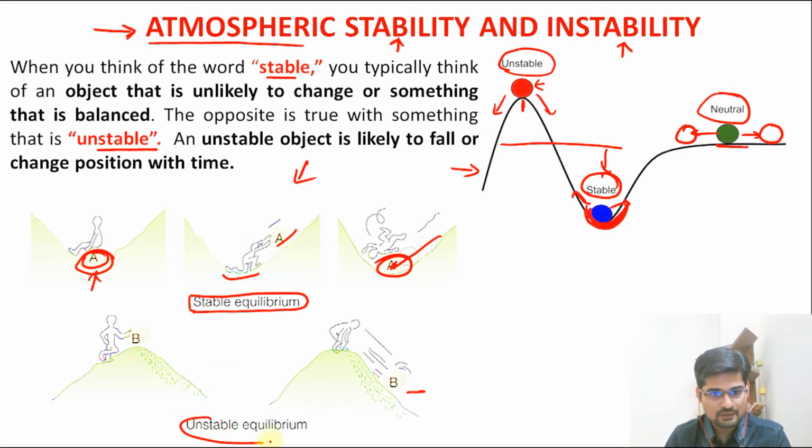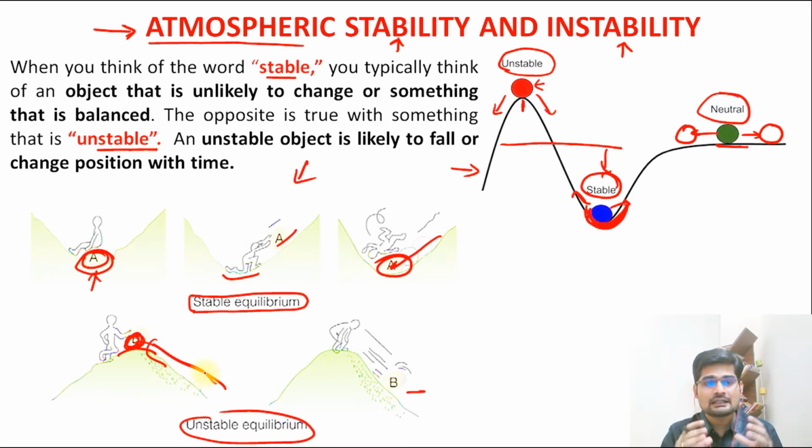But what is unstable? If you push it from this particular point, then what happens? It never comes back. So it is highly unstable. This is what we call unstable equilibrium. So these are the basic concepts about stability and instability. Let's now understand this concept of stability and instability in the context of atmospheric circulation.